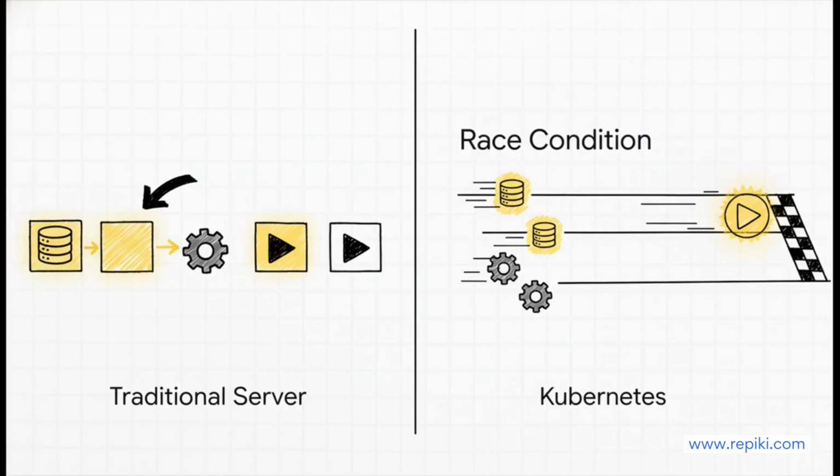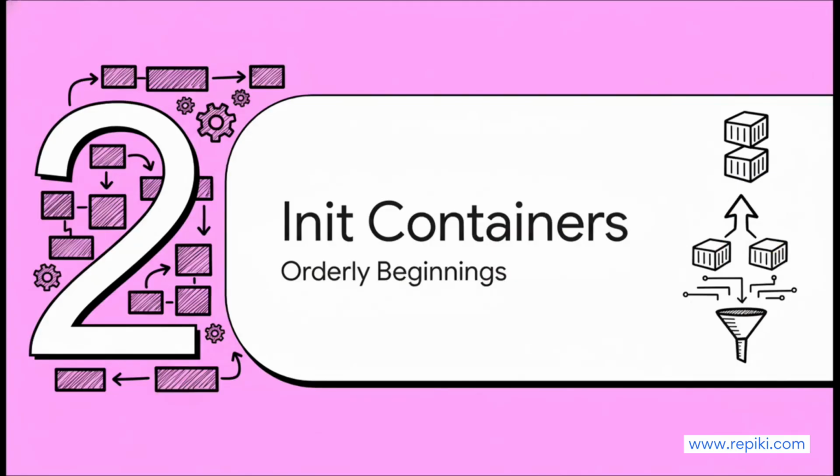Okay, here's the core of the problem. On an old-school server, things boot up nicely, one after the other. But a Kubernetes pod, it's a free-for-all. Your main app, any sidecar containers, everything just tries to start at the exact same time. And this creates a classic race condition, where your app is up and running, trying to connect to a database that isn't ready yet, or looking for a config file that doesn't even exist. So how do we fix this mess?